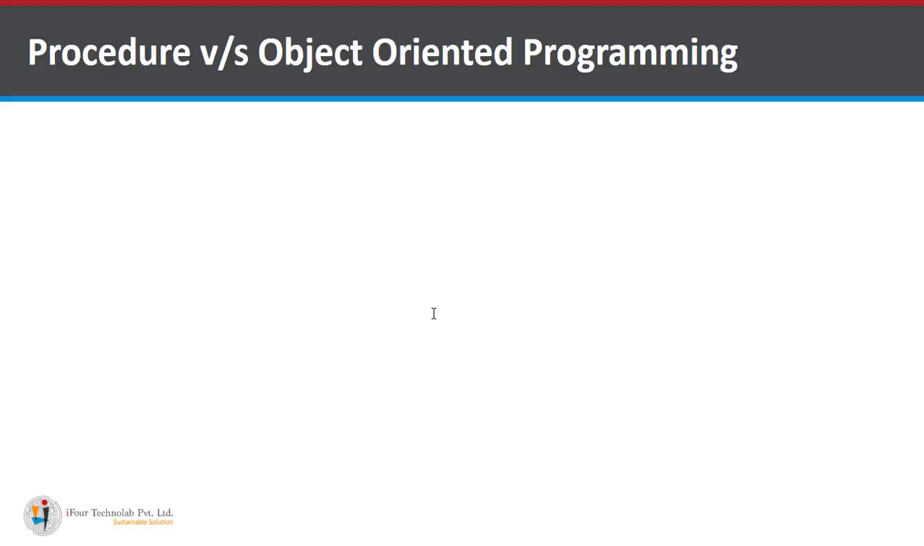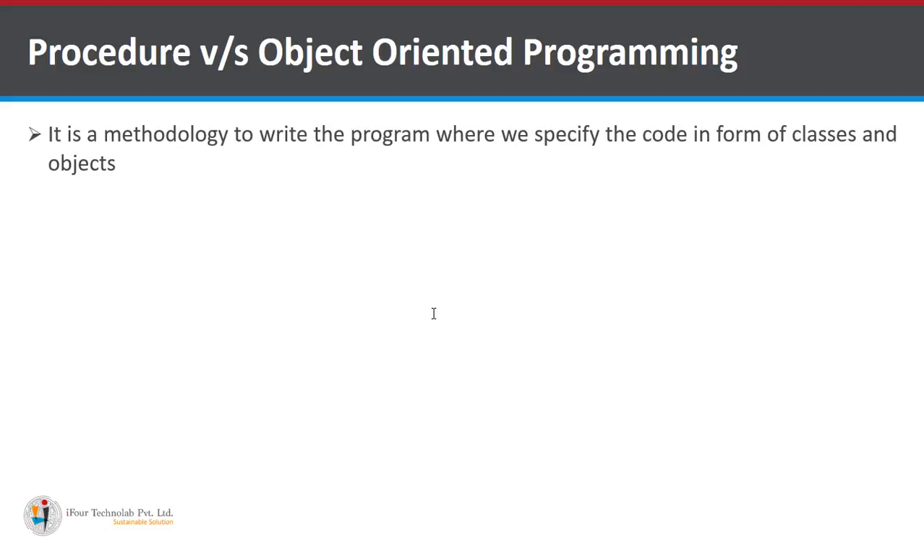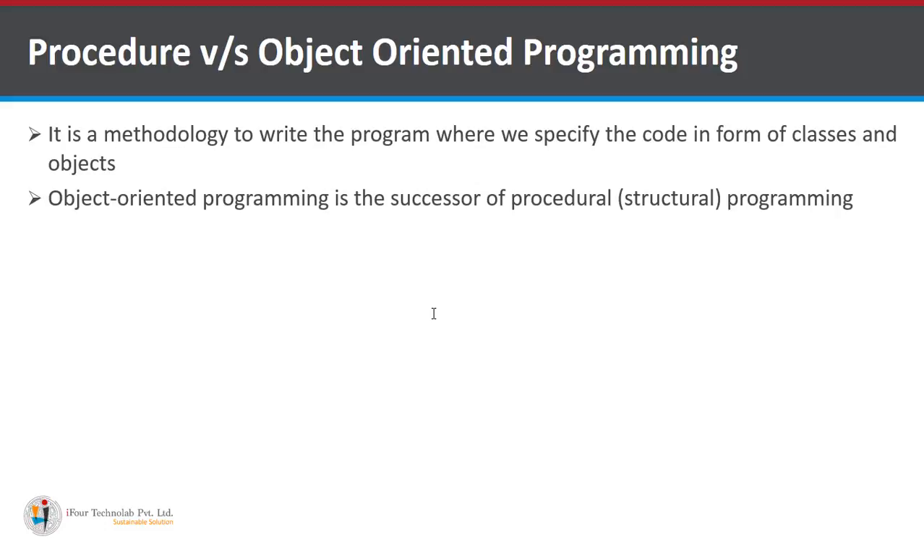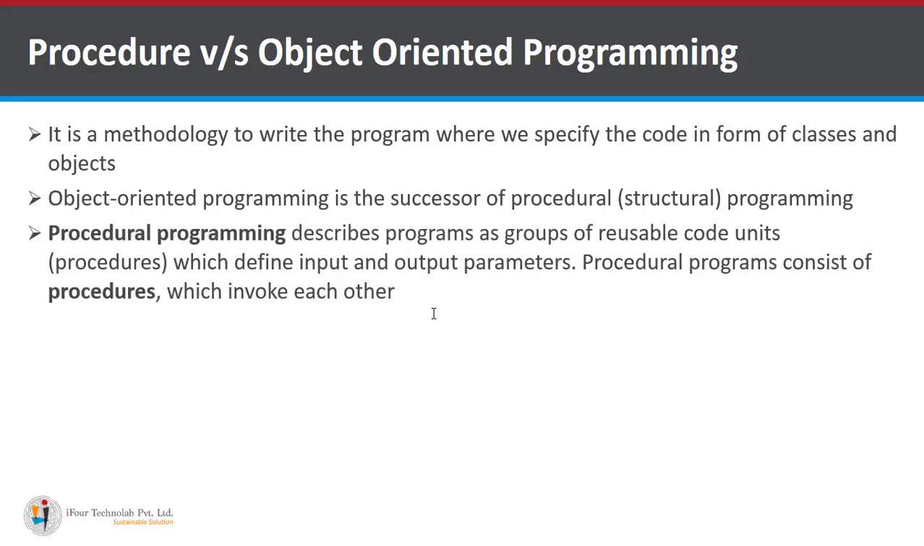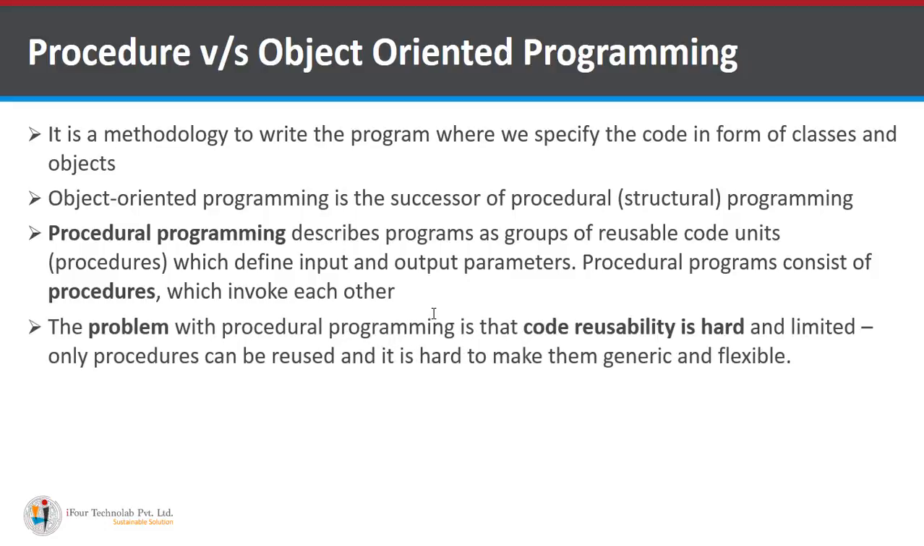What are these? These are two different types of languages. Object-oriented programming is a methodology to write programs where we specify the code in the form of classes and objects. It is the successor of procedural, that is structural, programming. Procedural programming describes a program as a group of reusable code units, that is procedures, which define input and output parameters. Procedural programs consist of procedures which invoke each other.